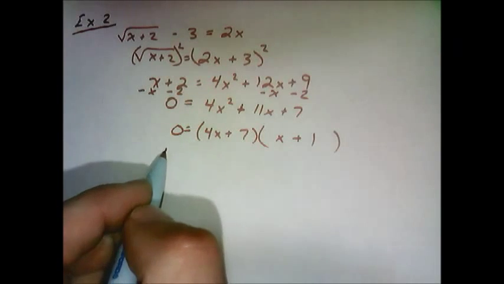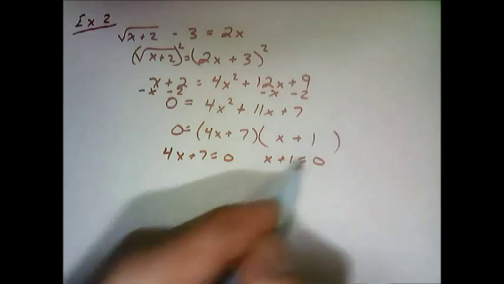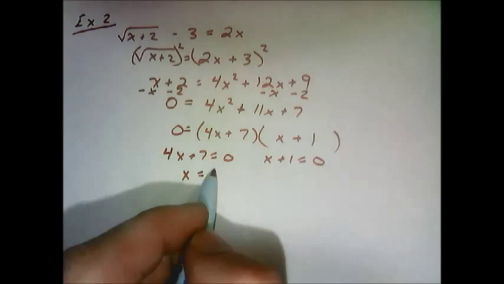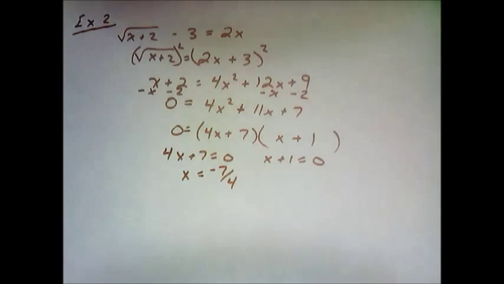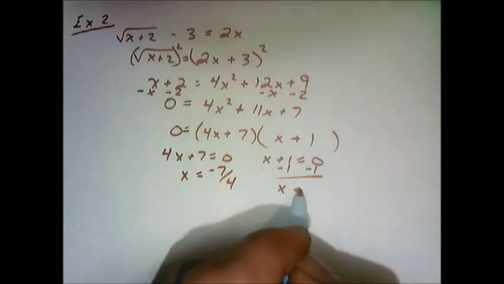Those are both equal to 0, so 4x plus 7 equal to 0, x plus 1 equals 0. Solving for x, we're going to subtract 7 and divide by 4. So I get x equals negative 7/4. Here I'm going to subtract 1, and x equals negative 1.